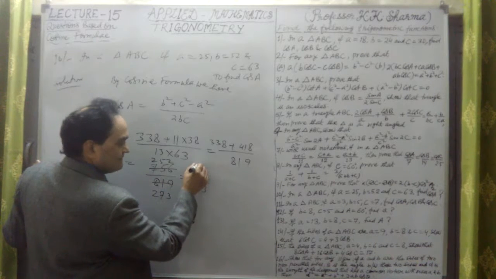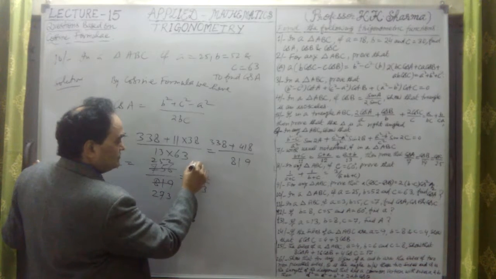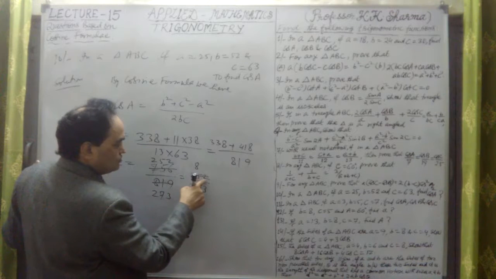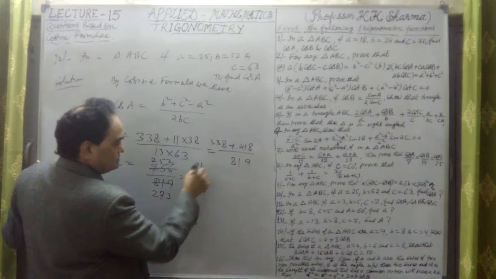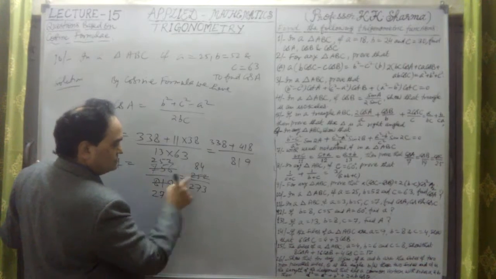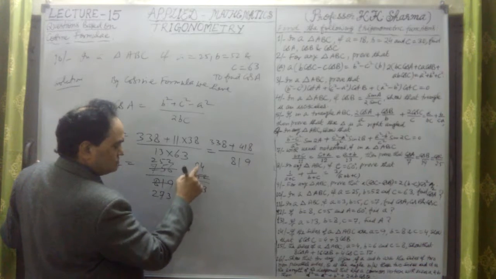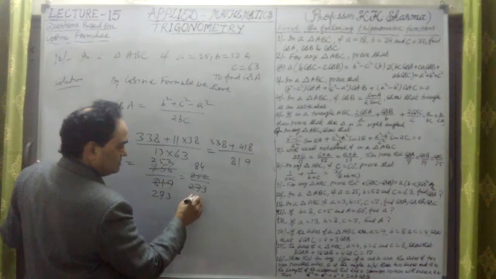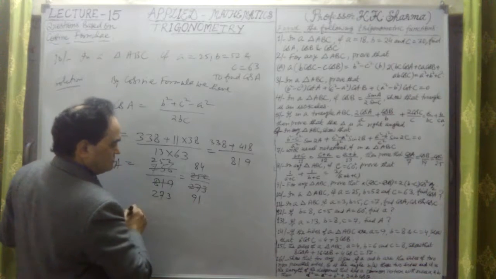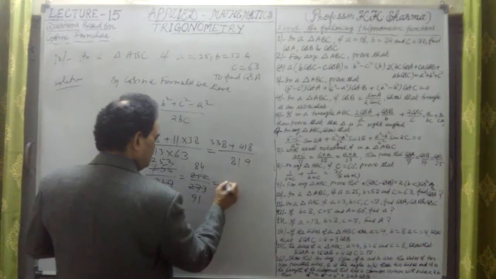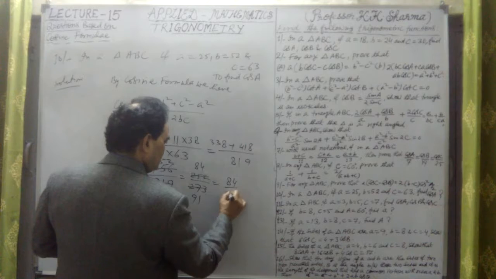3 6 then, sorry, 3 8 the 24, 12, 3 4 the 12, 3 8 the 24, 1 12 carry, 3 2 the 12, 3 7, 9 the 27, 3 1 the 3, 84 upon 91.